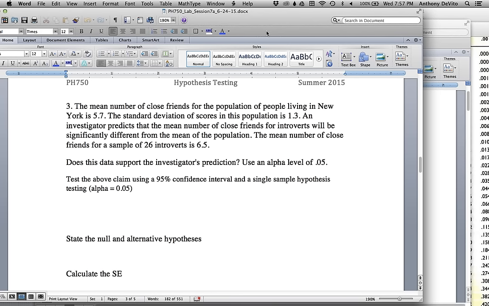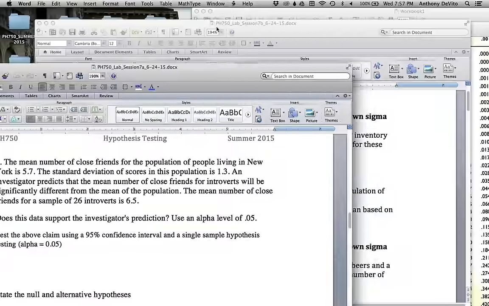An investigator predicts that the mean number of close friends for introverts will be slightly different from the mean number of the population. The mean number of close friends for a sample of 26 introverts is 6.5. Now we have to decide whether this really supports the investigator's point of view. I'm going to start off with the presumption that introverts may know more people than non-introverts. Maybe they know a lot of psychiatrists. I don't know. But I'm going to start with that presumption so that I keep it a two-sided test and don't fall for the temptation to make it a one-sided test.